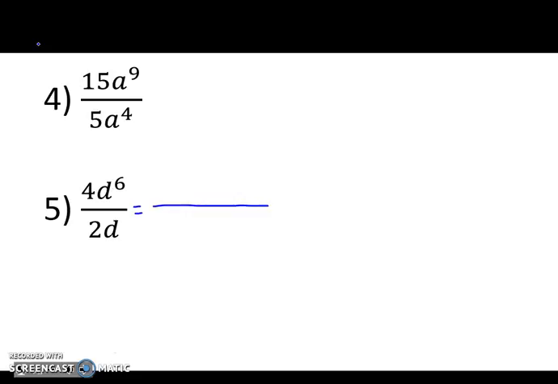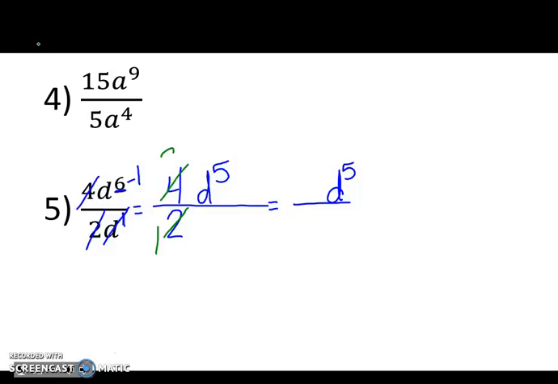All right, so we have 4 over 2. I'm going to leave that for right now. And I'm going to take the top exponent minus the bottom exponent. Remember, guys, if there's not an exponent there, we can always add a 1. So we're going to take 6 minus 1 and get d to the 5th. And then we need to see if 4 over 2 will reduce, which we know it does. 2 will go into 2 one time, and 2 will go into 4 2 times. So we get 2 over 1.